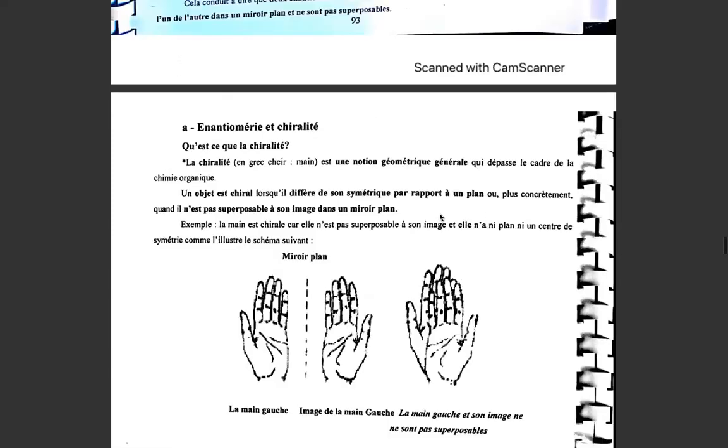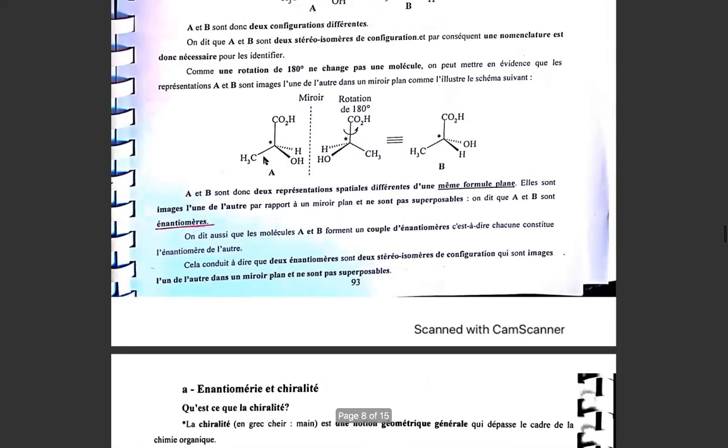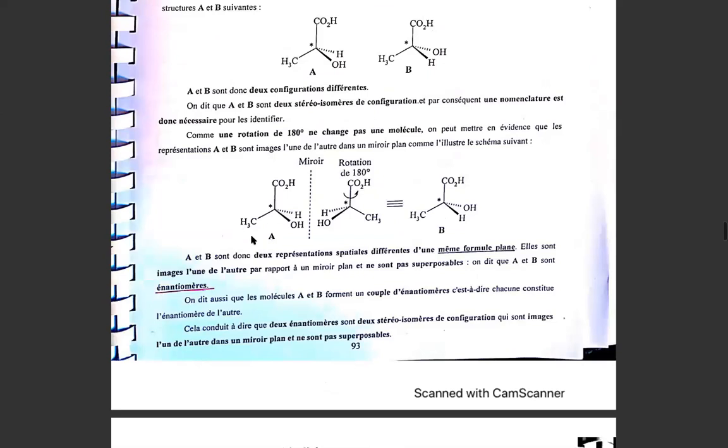Take, for instance, this organic compound here, A. When it is placed on a mirror, it forms this one here. So what is in front changes direction. What you are seeing here is the mirror image of this one. Now there's a rotation of 180 degrees, so you find that they are almost the same. But these two compounds, A and B, are what we are calling enantiomers.